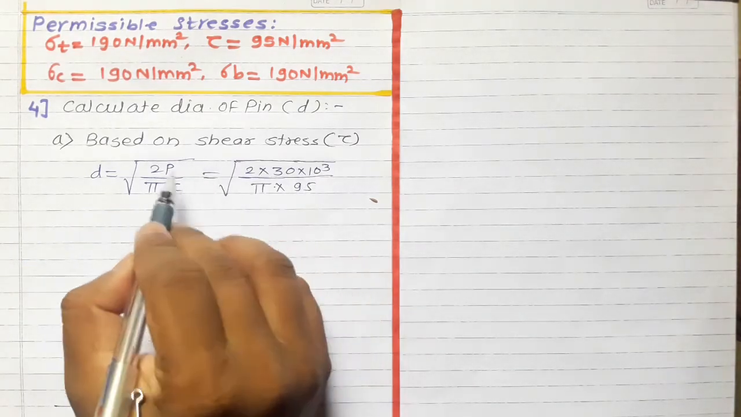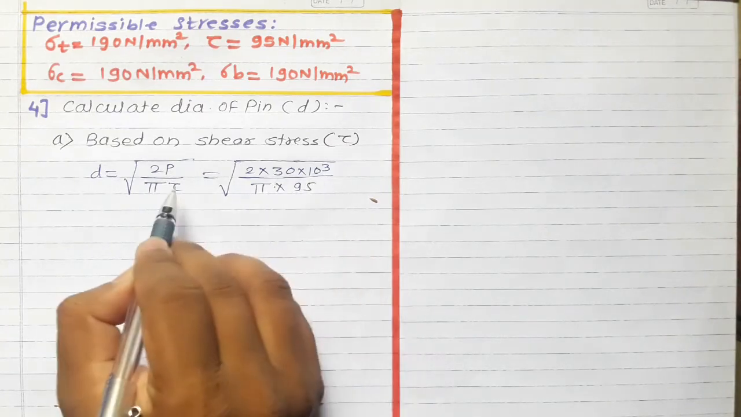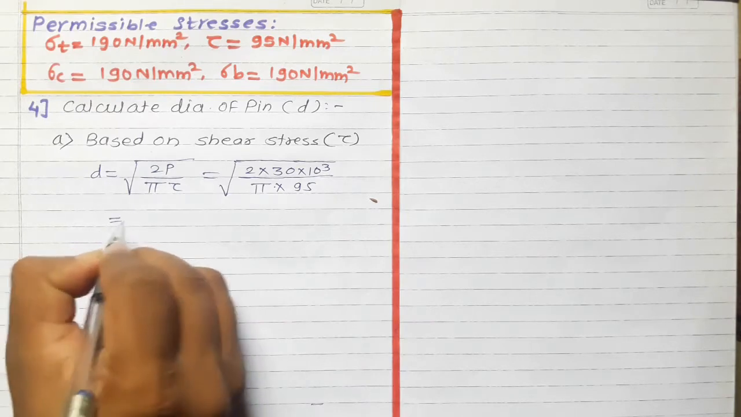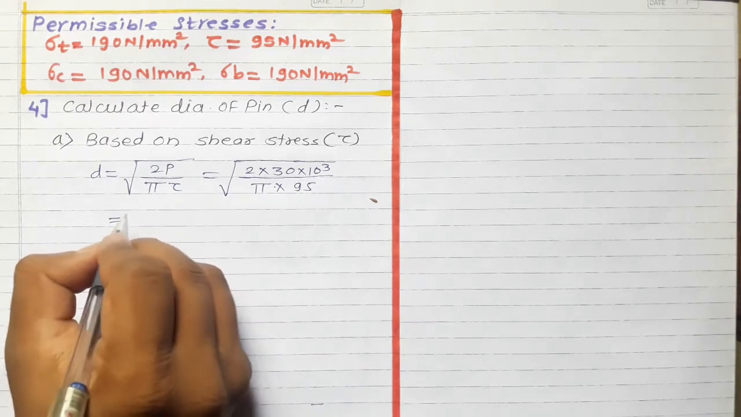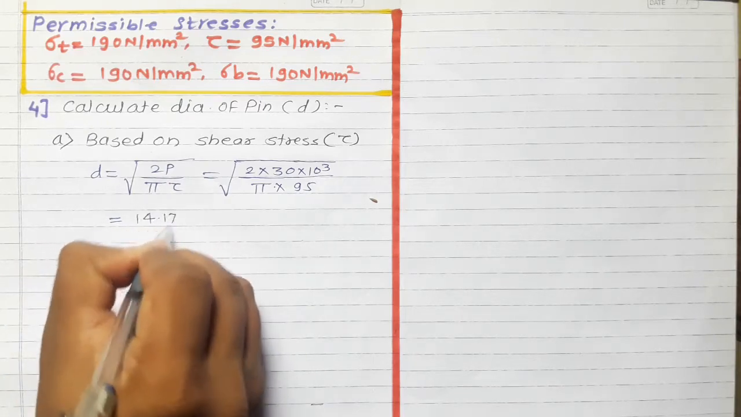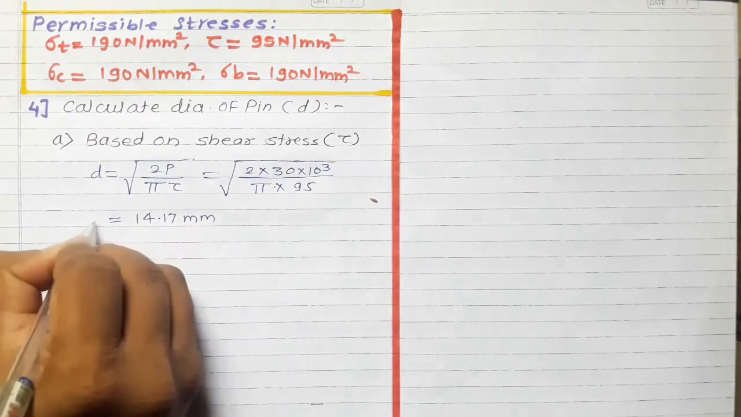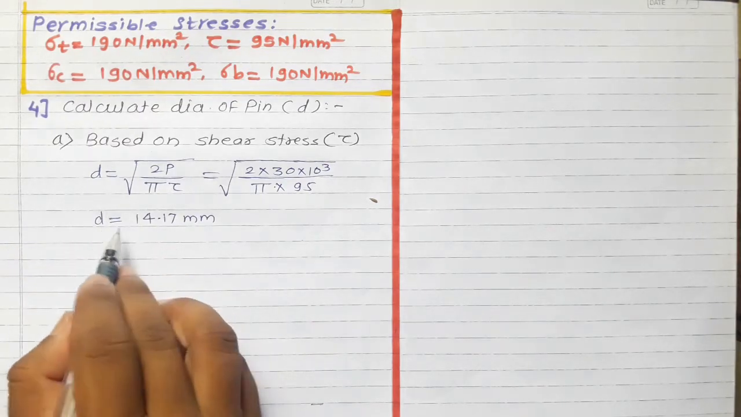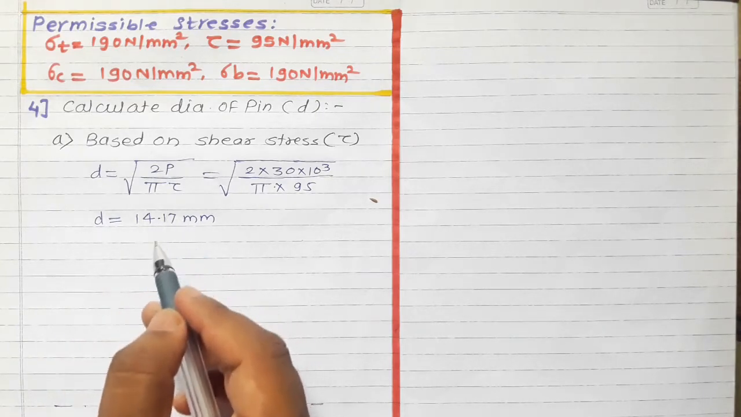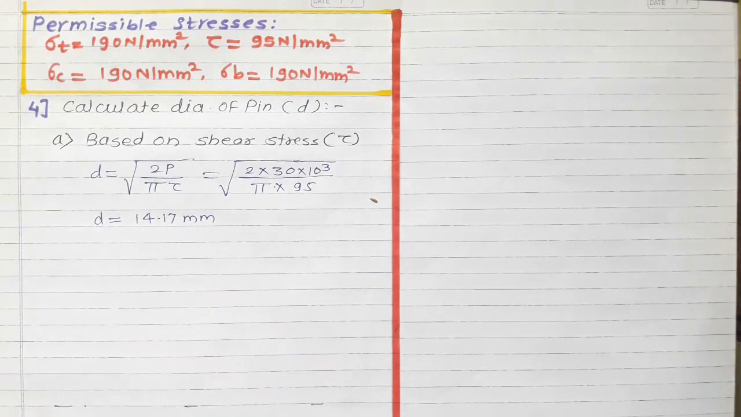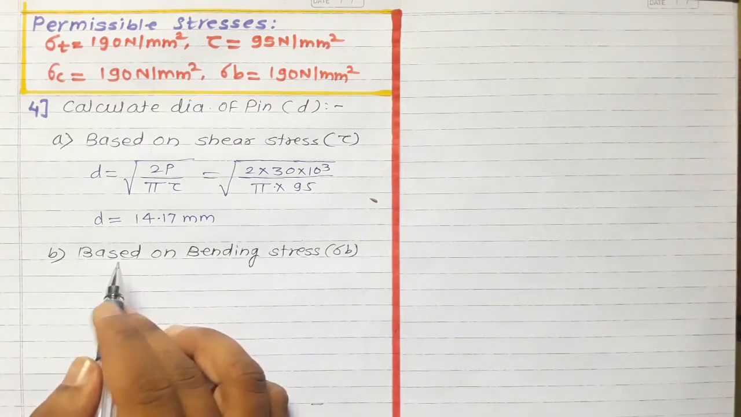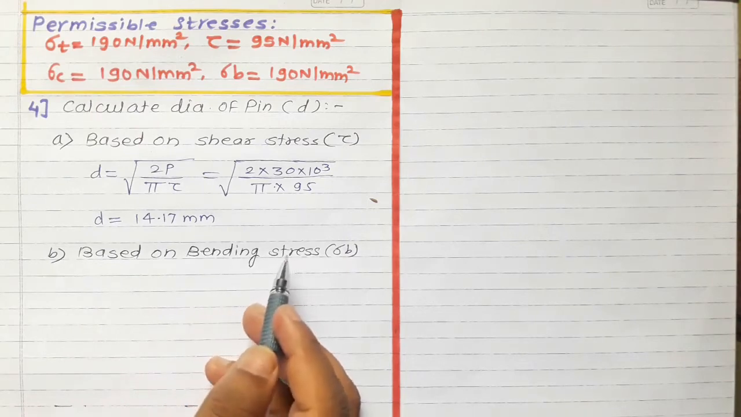So I have put here the value of P as 30 into 10 raised to 3 and value of tau as 95. So the answer of this D based on shear stress is 14.17 mm. Now here we don't have to round up this value because again we have to calculate the diameter of pin based on bending stress, and then we will select the maximum one and then we will round up the value of D. Now let us calculate the diameter of pin based on bending stress.